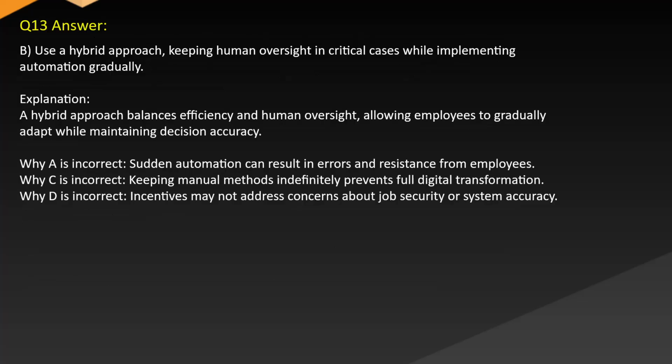Answer: B. Use a hybrid approach, keeping human oversight in critical cases while implementing automation gradually. Explanation: a hybrid approach balances efficiency and human oversight, allowing employees to gradually adapt while maintaining decision accuracy. A is incorrect. Sudden automation can result in errors and resistance from employees. C is incorrect. Keeping manual methods indefinitely prevents full digital transformation. D is incorrect. Incentives may not address concerns about job security or system accuracy.